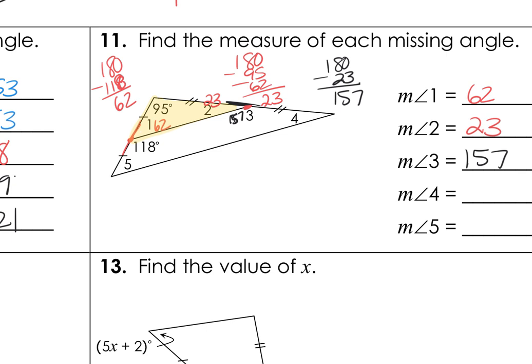So my parallel lines are going to be this one and this one. And we're going to use this first as my transversal. And so one of the things that I can see is that angle 1 and angle 5, those two are going to be my corresponding angles. So angle 5 is going to be 62. And then we can do the same thing on the other side. If this were the transversal, angle 2 and angle 4 would be my corresponding. So angle 4 is going to be 23.